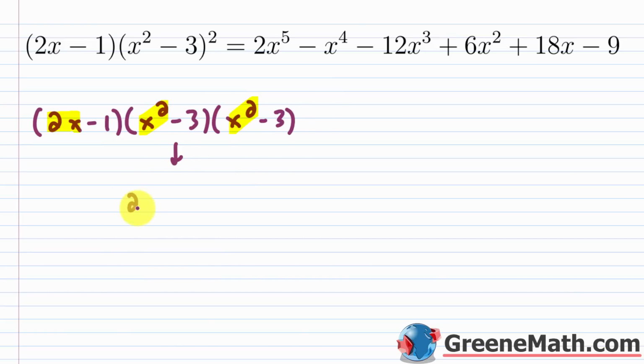So if I did 2x times x squared again, this is 2 times x to the power of 1 plus 2 plus 2, which is 5. So that right here is going to match this right here. Okay, so that's all you have to think about.